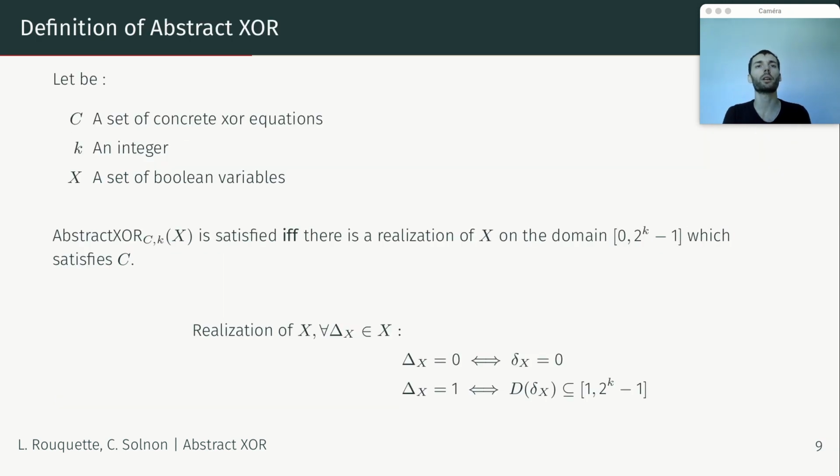To define AbstractXOR, we have C, a set of concrete XOR equations, K, an integer that defines the size of the sequences, and X, a set of Boolean variables. We define AbstractXOR say K of X is satisfied if and only if there is a realization of X on the domain 0 to 2 power k minus 1, which satisfies C.